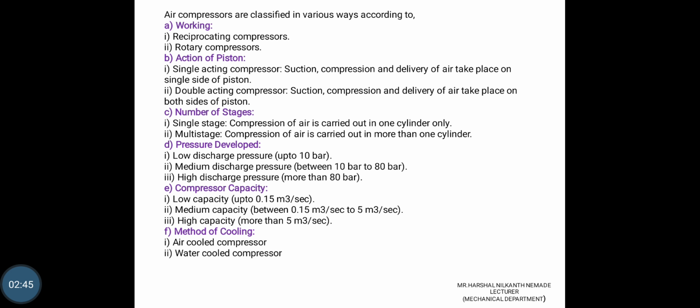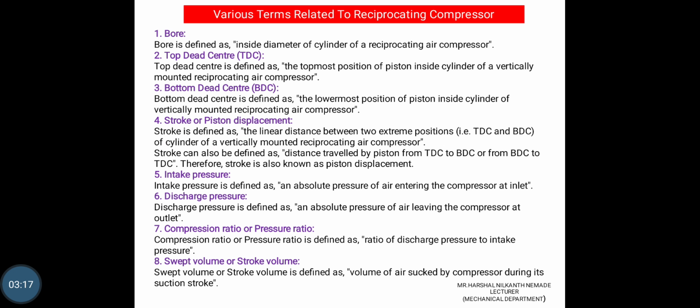Pressure developed: low discharge pressure up to 10 bar, medium discharge pressure between 10 bar to 80 bar, high discharge pressure more than 80 bar. Compressor capacity: low capacity up to 0.15 meter cube per second, medium capacity between 0.15 meter cube per second to 5 meter cube per second, high capacity more than 5 meter cube per second. Method of cooling: air cooled compressor and water cooled compressor.